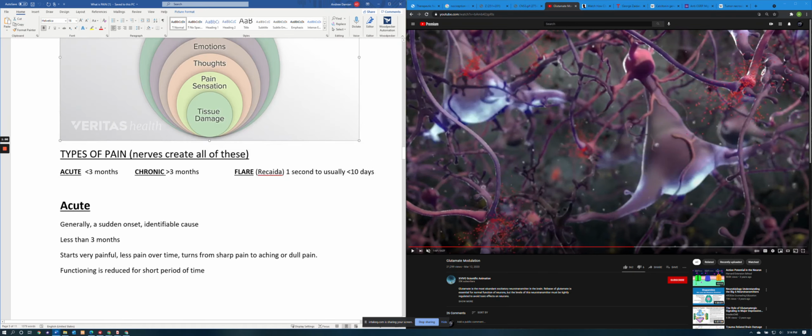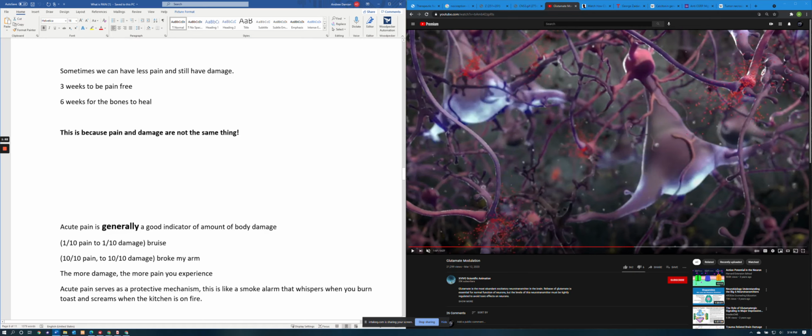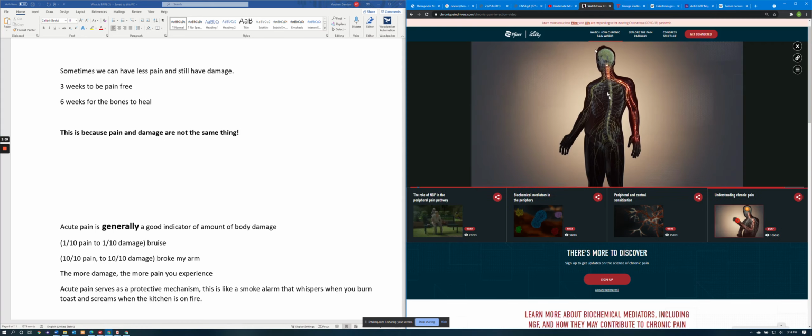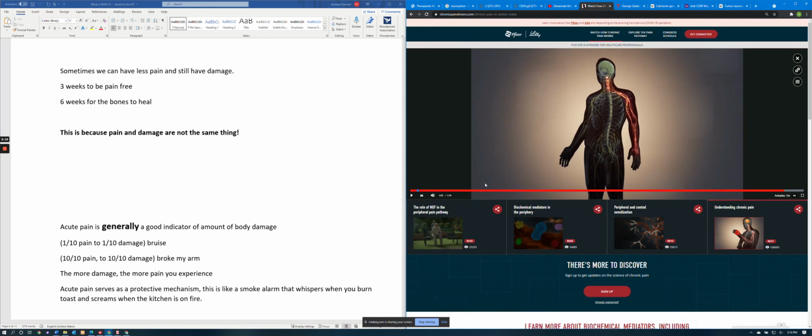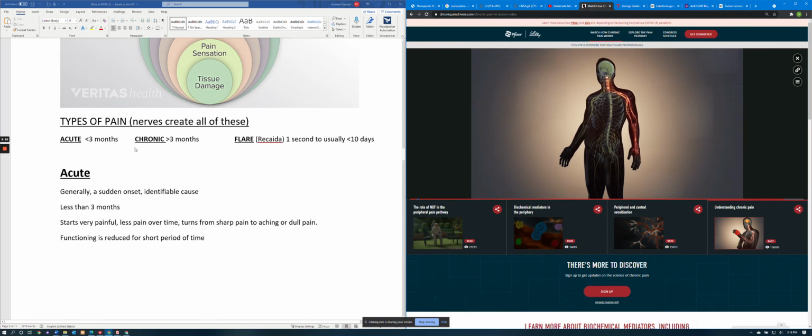One thing to keep in mind when it comes to acute and chronic is that acute pain is usually proportionate. So the more damage you have, the more pain you experience. This is how almost everybody thinks of pain. And what happens is over time, there's a lot of changes to the nervous system, so that if you've had pain for enough time, then you develop chronic pain. And this is because your nervous system is changing.